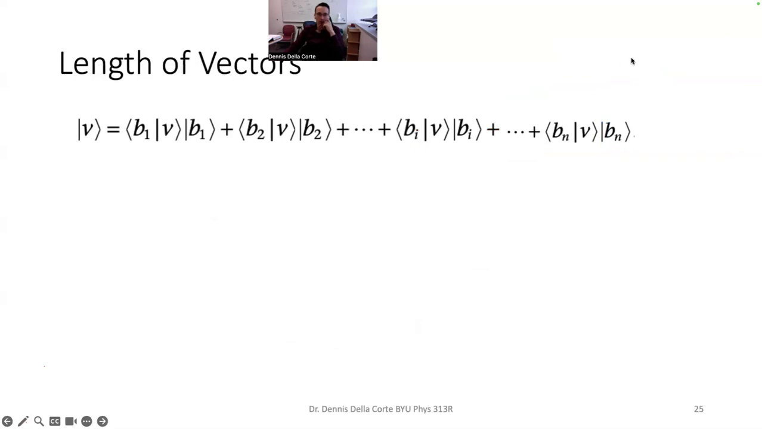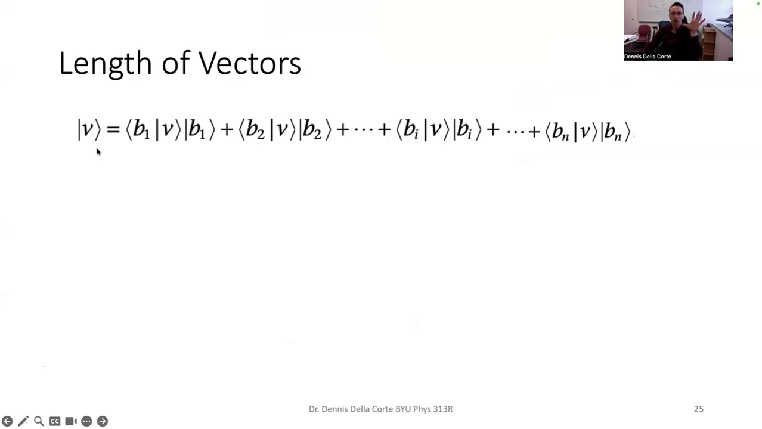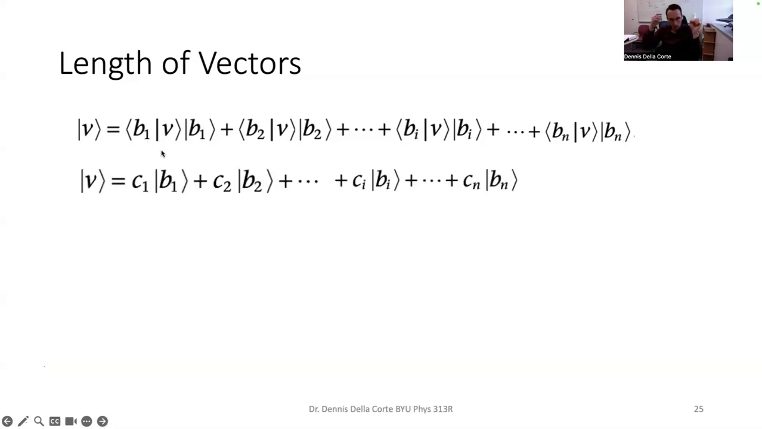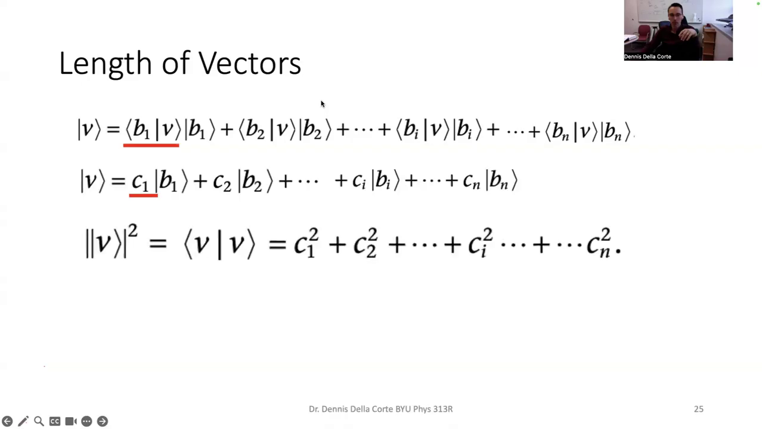Okay, finally, length of vectors. If we now accept the fact that given an orthonormal basis set, B1 through Bn, and a vector V in this n dimensions, that can be rewritten as this linear combination with probability amplitudes for each basis vector calculated by the bracket product of that basis bra multiplied by the final vector V, then we can simplify our life a bit and just rewrite these probability amplitudes as C1, C2, all the way through Cn. Right? These are the probability amplitudes.